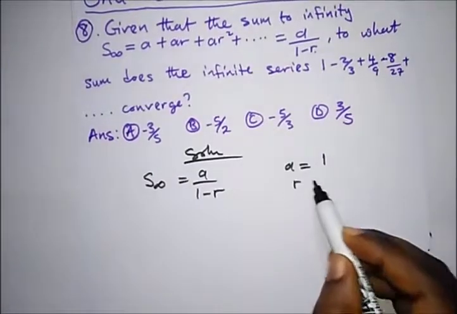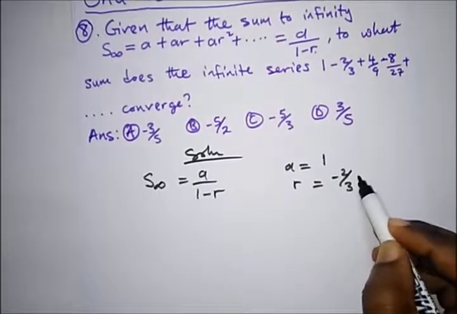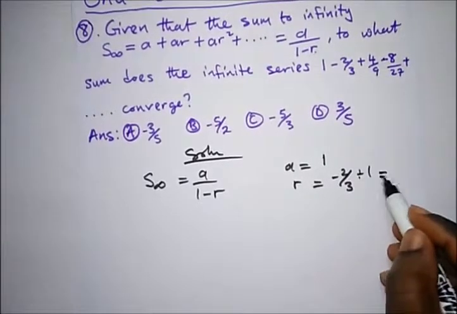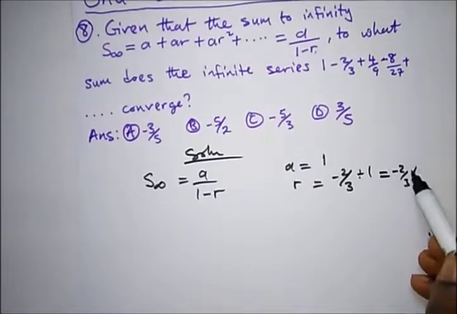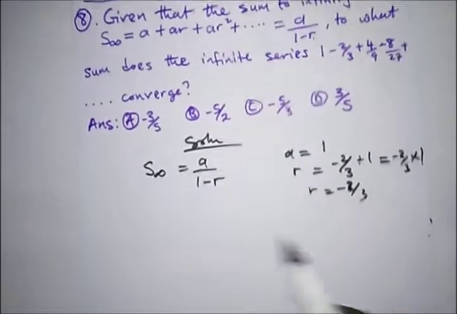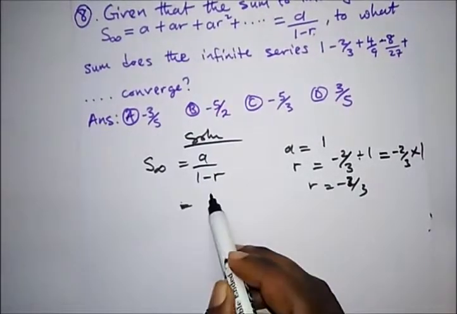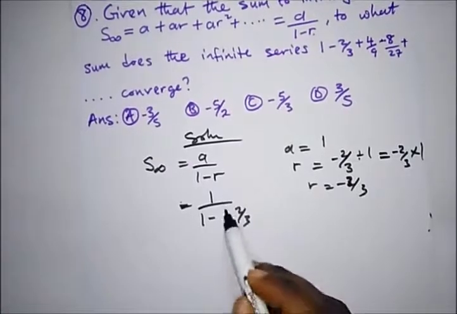1. And what is R? Our common ratio is what? Minus 2 over 3 divided by 1. And what will this give us? This is saying minus 2 over 3 times 1. So our common ratio is still minus 2 over 3. So we'll put this into our equation where we have 1 over 1 minus, minus 2 over 3, since that's our common ratio.